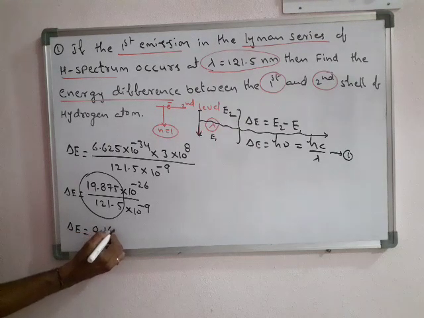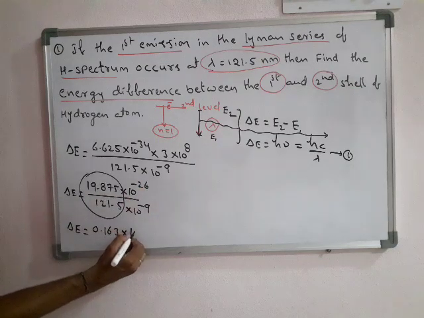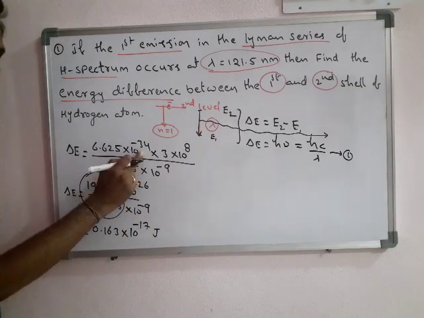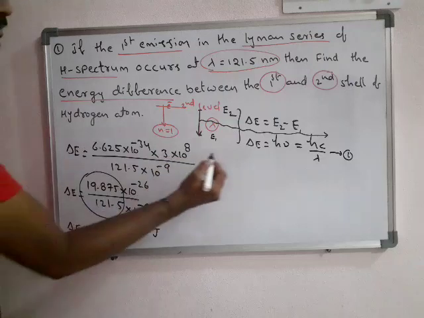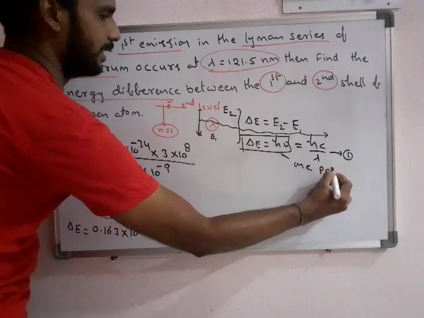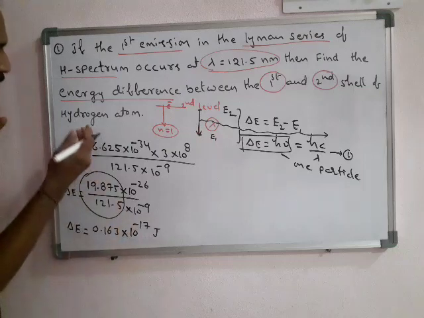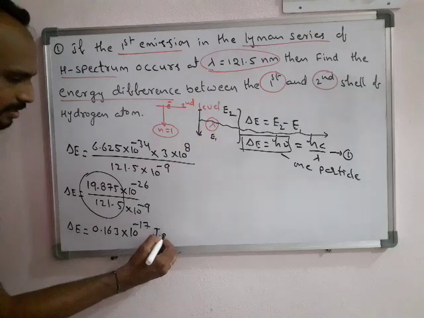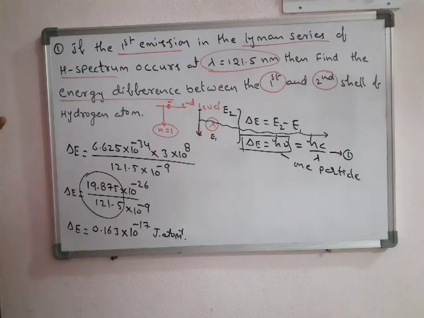This becomes plus 9. Finally we will get 10 power minus 17. We took the h value in terms of joule second, so the answer is in joules. Always remember this equation is for one particle. Since we are discussing atoms, this much energy difference is present in one atom of hydrogen, meaning joules per atom.